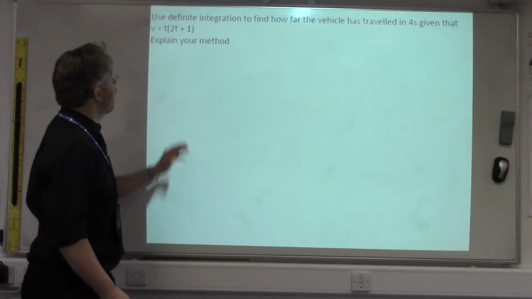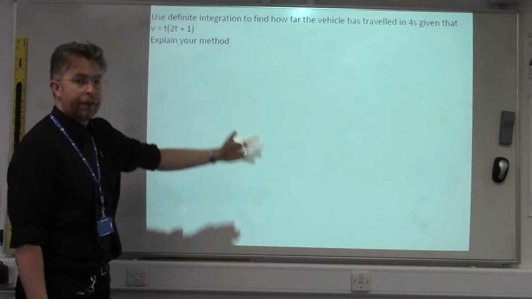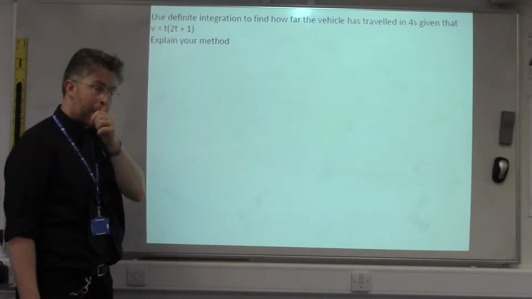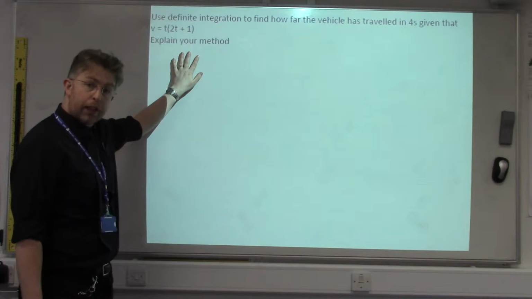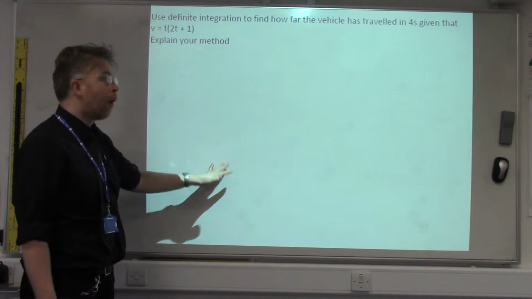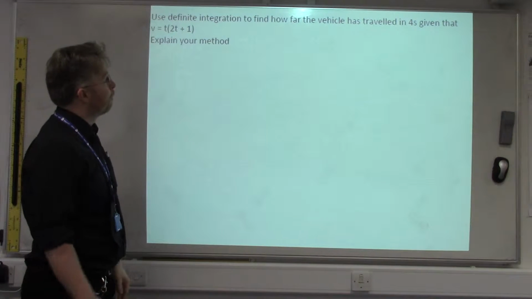Now, B9 is that we are using definite integration to find how far the vehicle has travelled in 4 seconds, given that v equals t times (2t plus 1). Explaining your method. Now, we explain the method if you want to get merits and distinctions. You need to be able to do it properly, not just calculating it to get the pass.